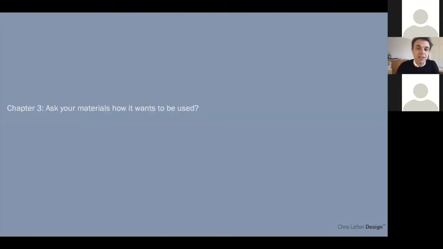Chapter three is how do you want your materials to be used? So I said right at the beginning, you can't separate materials from the way you process, right? Because it's inseparable. The material doesn't exist unless you can process it somehow.